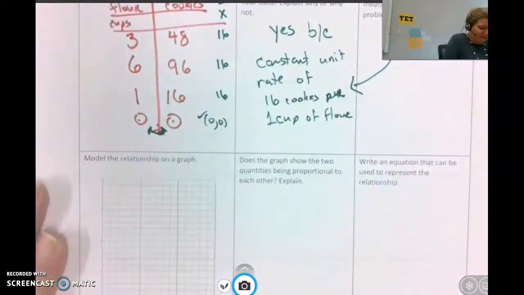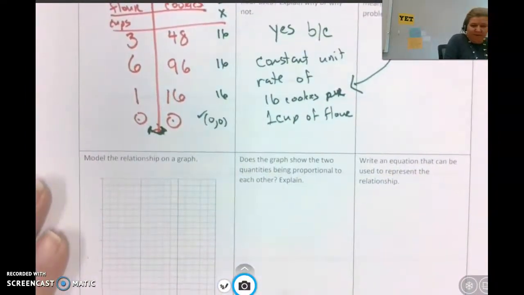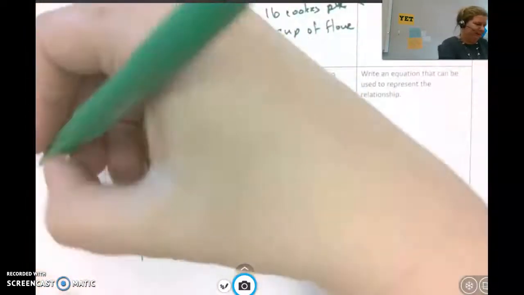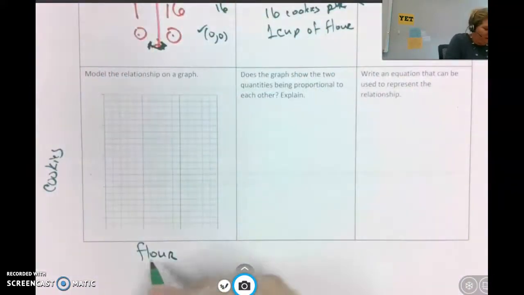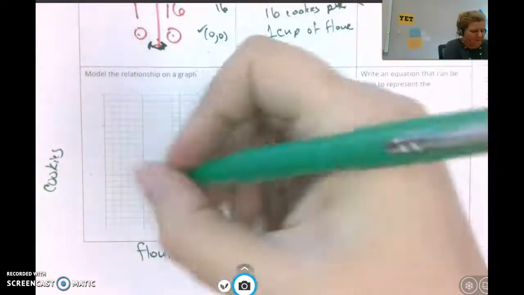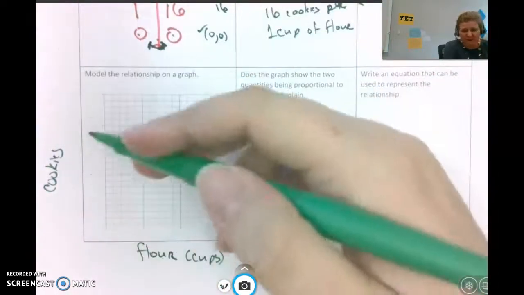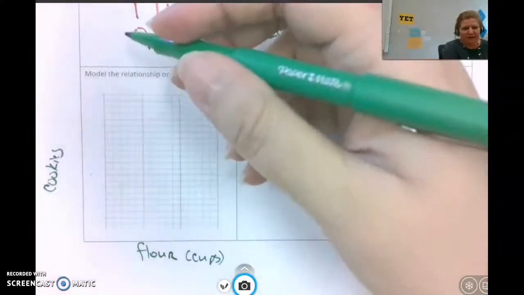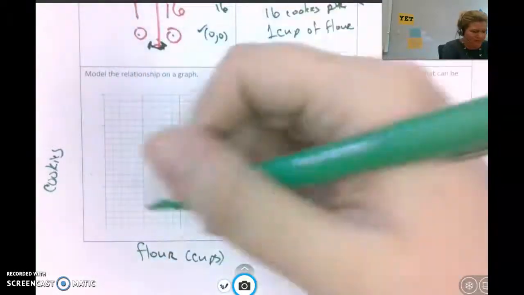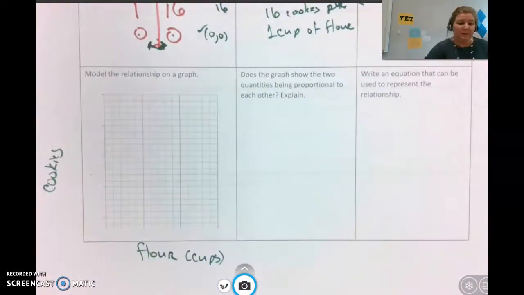For my X axis, that'll be here. I'm going to go ahead and label that flour. And then my Y axis is going to be the cookies. So for flour, cups of flour, I only need to go up to 6, so I can count by ones here. But my cookies, I went up to 96. So I'm probably going to need to count by something larger, and I'm thinking 10 might be good, or maybe 5. I'll either count by 5s or 10s, and I'll be right back. You go ahead and pause and label yours as well.